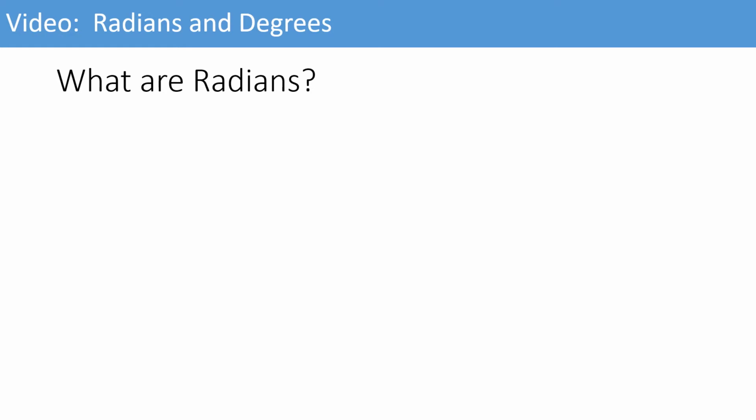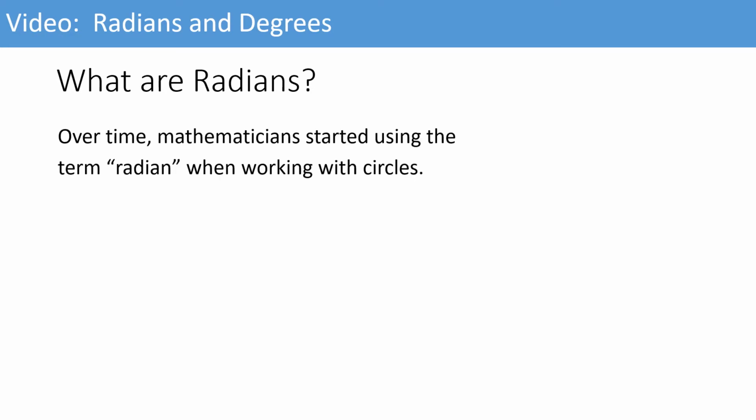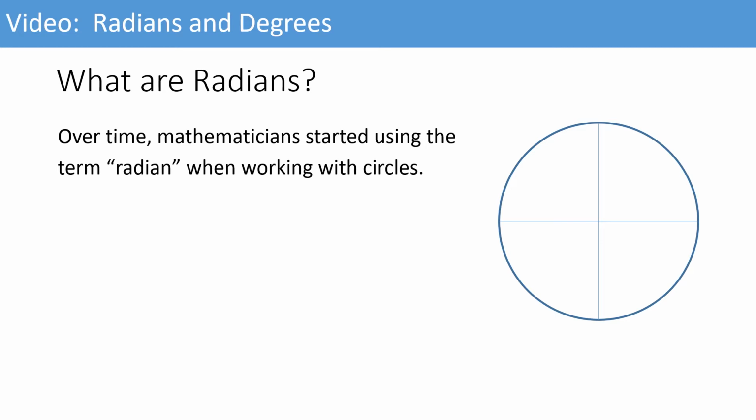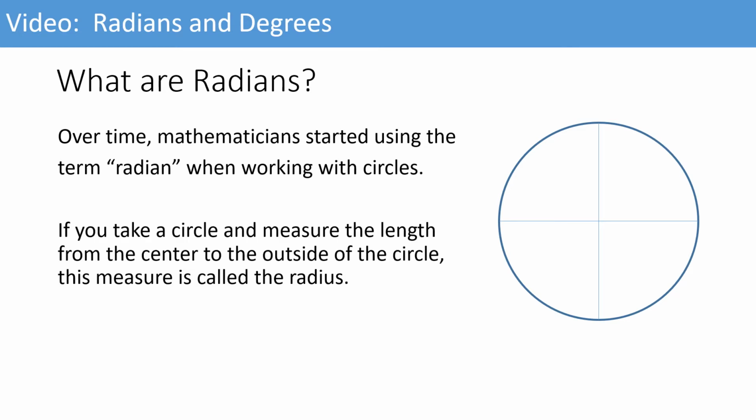Well, what are radians then? Over time, mathematicians started using the term radian when working with circles. If you take a circle and measure the length from the center to the outside of the circle, this measure is called the radius. Using a string, you could measure this distance.